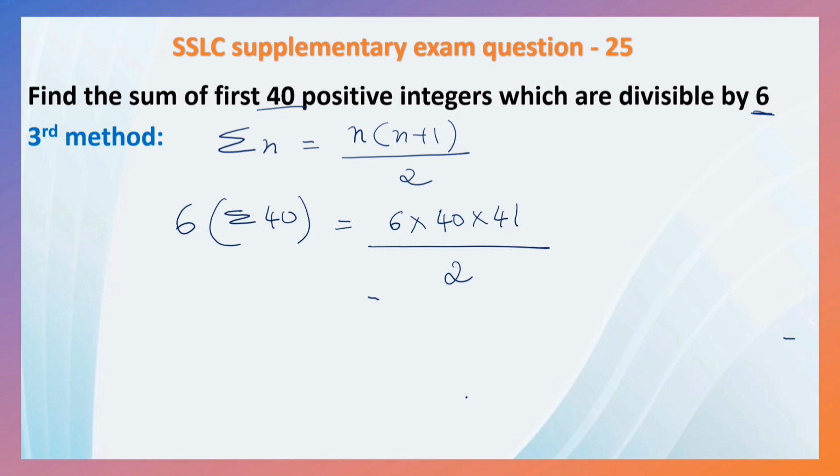2 ones are 2, 2 twenties are 40. You can cut any one of these two. That is equal to 6 into 20, 120 into 41. 0, 12 ones are 12, 12 fours are 48, plus 1, 4920. You can use this trick in solving multiple choice questions.